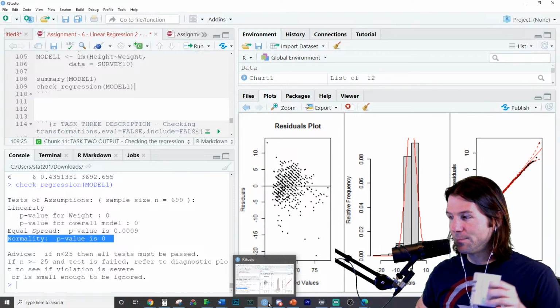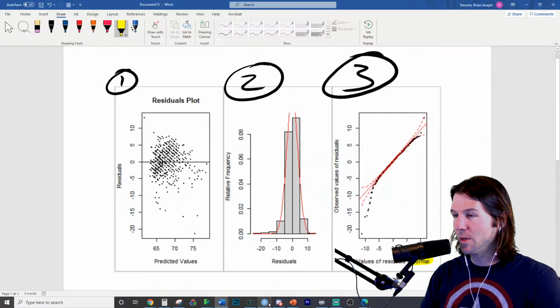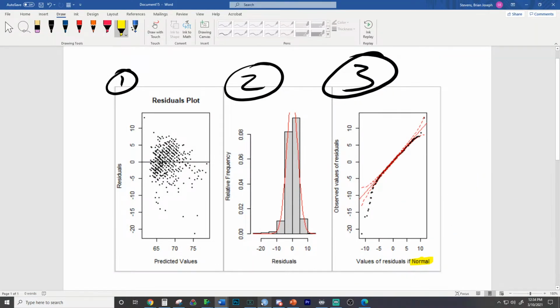So plot 3 is to check the normality of the residuals. It's to see if the residuals fit a normal curve. So that's a QQ plot for normality, checking to see if the residuals follow the normal pattern. So plot 3 is normality of residuals.